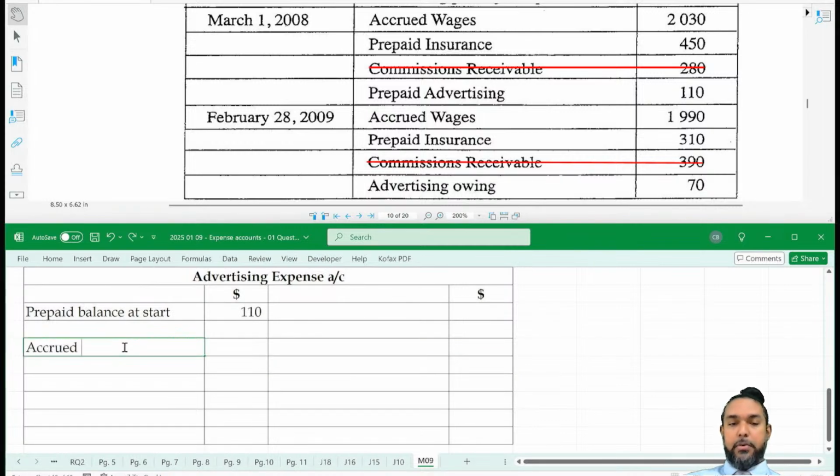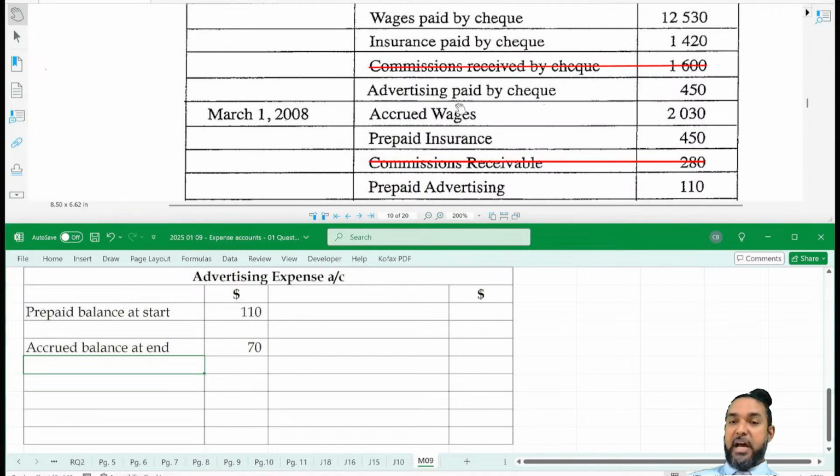So accrued balance at end, that is how much? 70. Now, the only other thing we have is the advertising paid by check, which is 450. That's the cash book figure for advertising paid. Right, and we are missing the income statement figure, which of course will just be the 630.